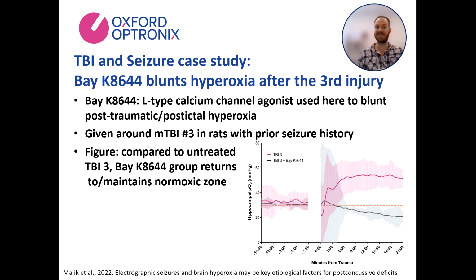But with BK8644, the trace returns towards the baseline and stays much closer to the normoxic zone. That really does shift the story from interesting association to actual outcome. The BK8644 group ends up statistically indistinguishable from sham or no seizure animals on the behavior measurements they report. Okay, so with that, let's jump to stroke, where PO₂ gives a clean readout of delivery changes in threatened tissue.